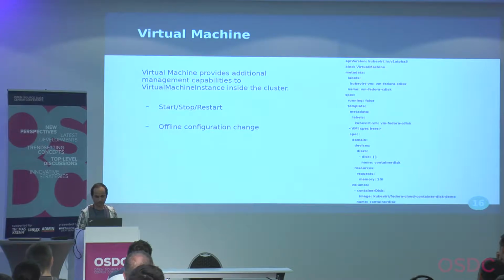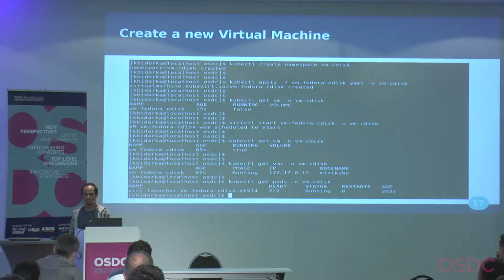So how do I create a new virtual machine? Creating a new virtual machine would be very much similar to creating a VMI. We make use of the kubectl binary and apply the VM manifest.